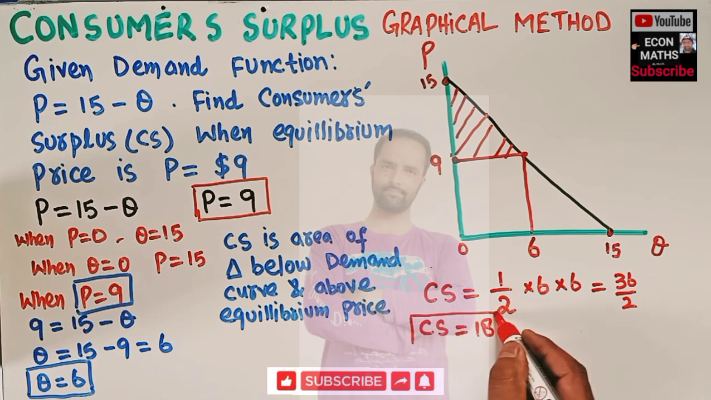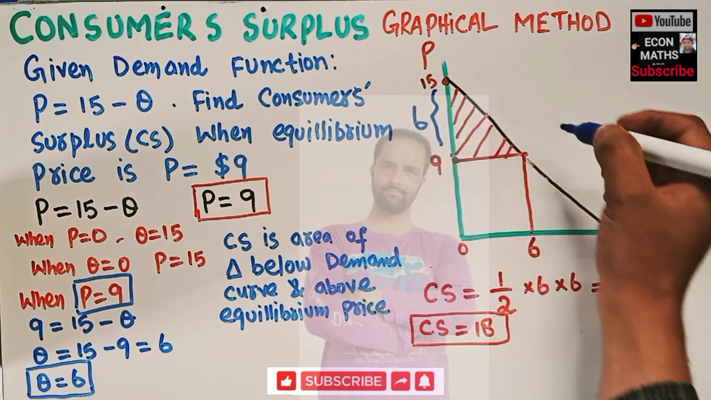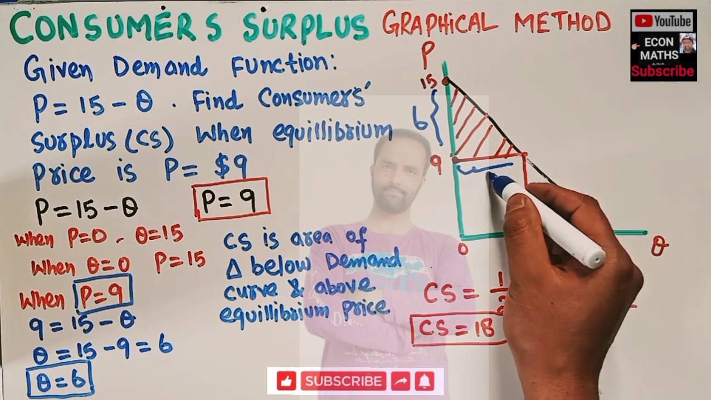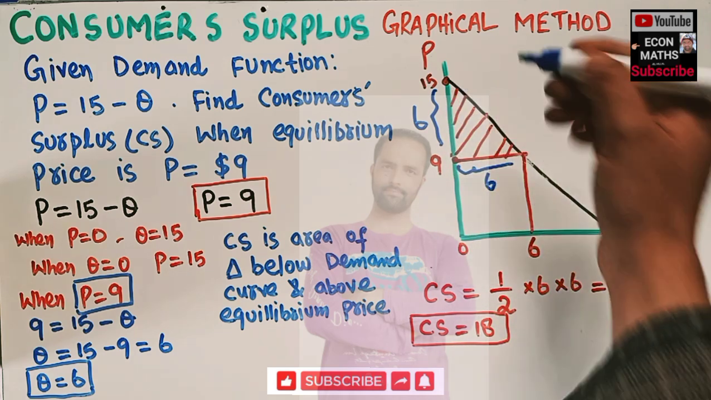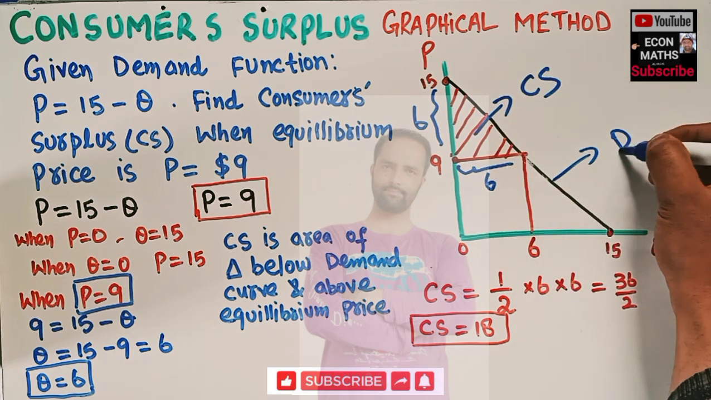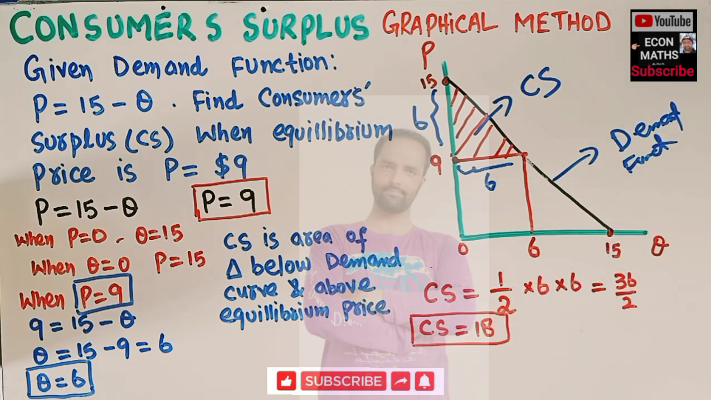So the area of this triangle, where the length is 6 and the height is also 6, gives us the consumer surplus. This denotes our consumer surplus, and this is our demand function. This is how we find the consumer surplus.